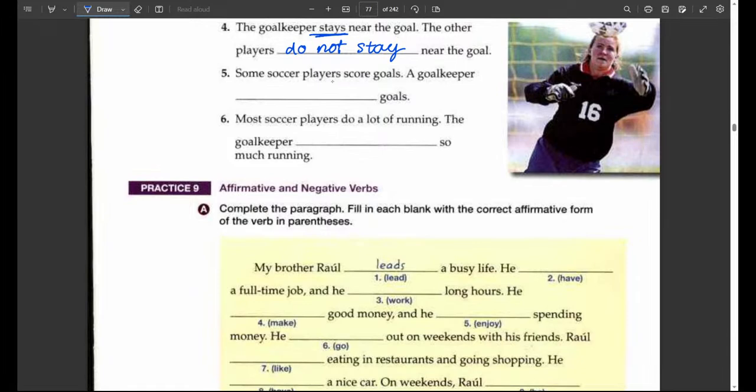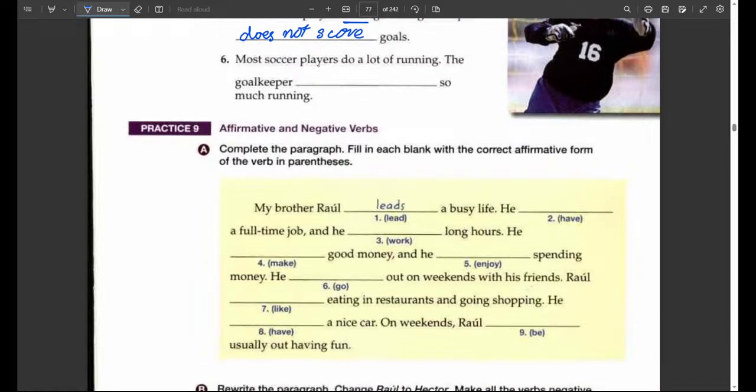Some soccer players score goals. A goalkeeper, score is the verb here, does not score goals. Most soccer players do a lot of running. The goalkeeper, so do a lot of running. Running is the verb. Okay, no.